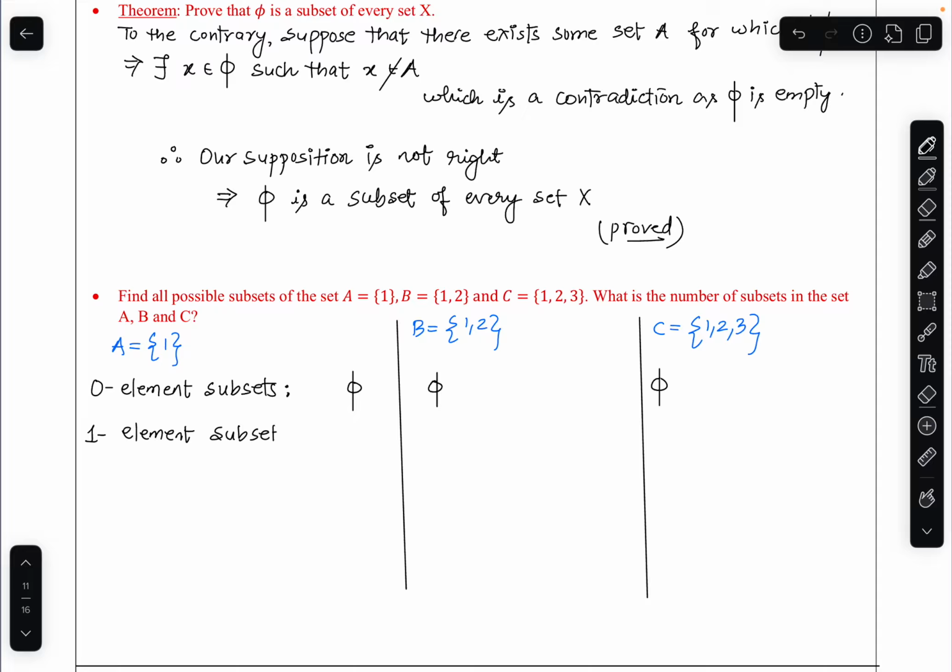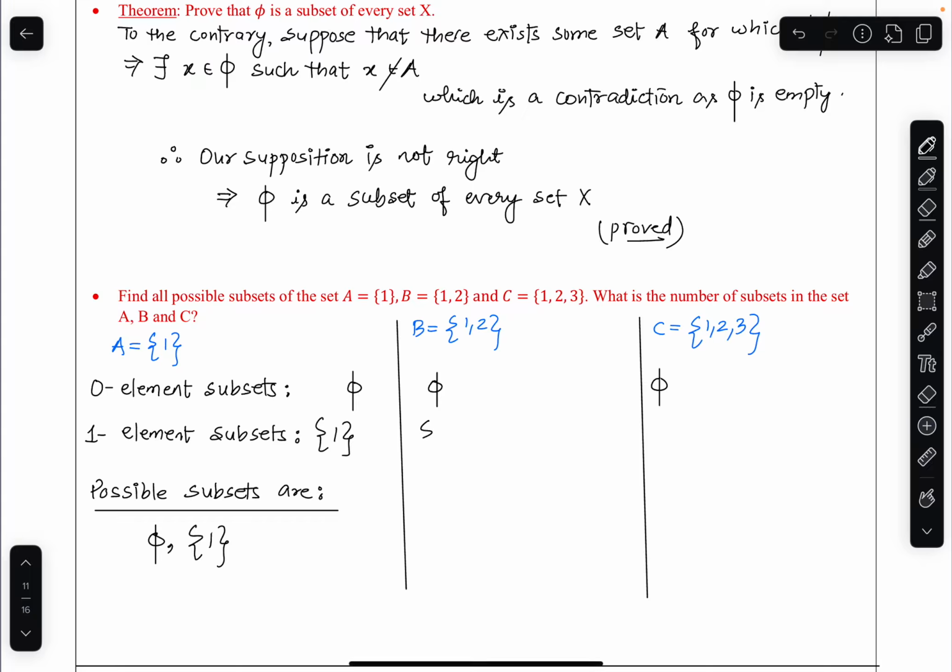Then I'll write one element subsets. So I'll write all those subsets now which have one element in them. If I'm forming subsets of A, which has only one element in it, the subset I'm looking for would be the set which has one in it. So in this particular case, all possible subsets would be two in number. One is the phi itself and the other one is the A itself. So these are the only two subsets in the first case.